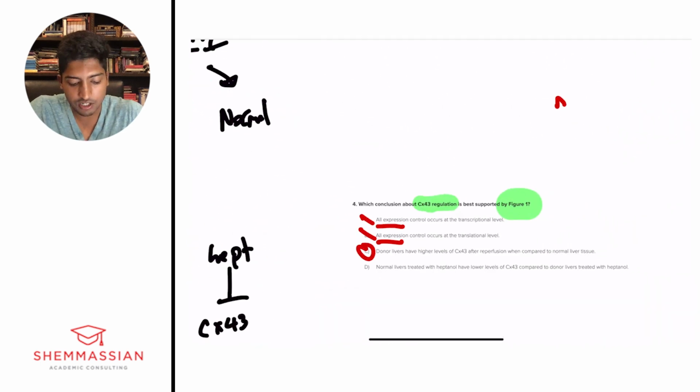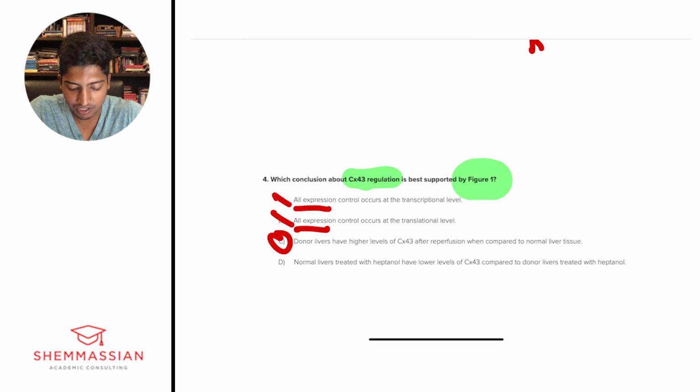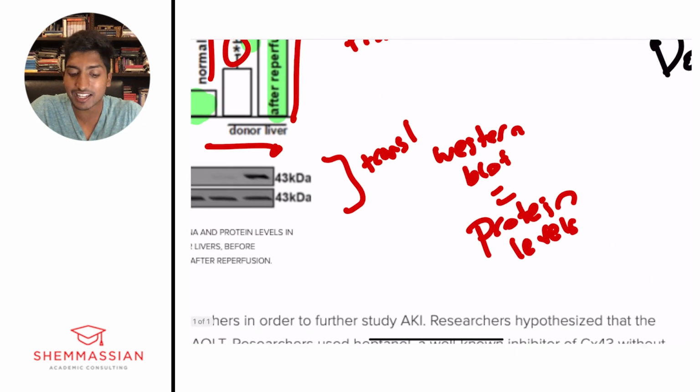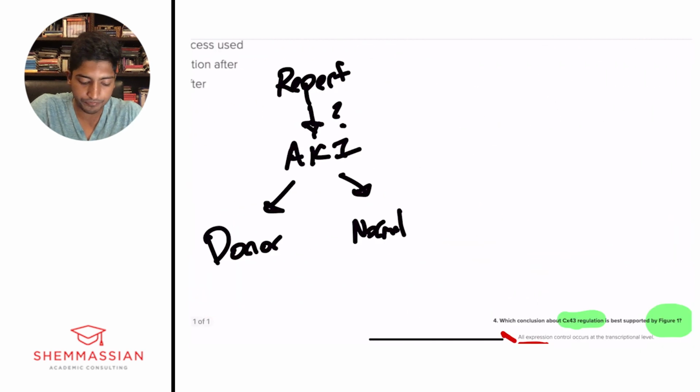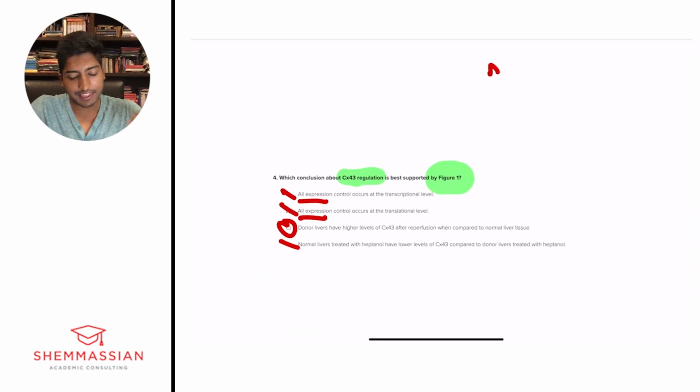And then D, normal livers treated with heptanol have lower levels of CX43 compared to donor livers treated with heptanol, right? Where the diagram, the figure we were looking at, did not even mention anything about heptanol. So we're not even going to look at that. Remember, you're always looking at the exact sort of space they're talking about. Here, talking about Figure 1. Is there any justification for this? No. And so we're left with C, and we're 4 for 4.